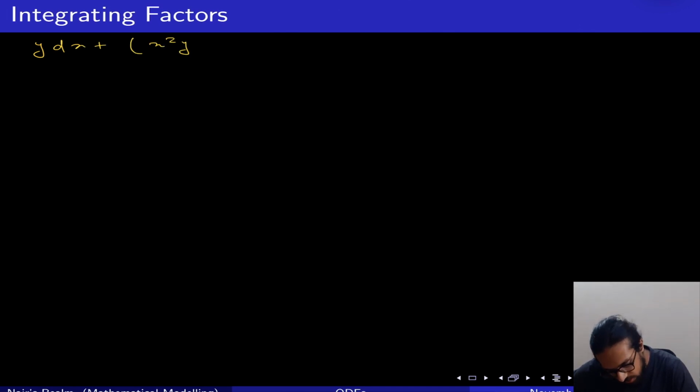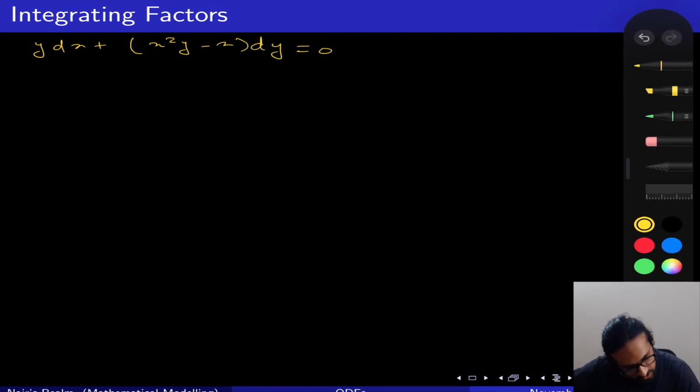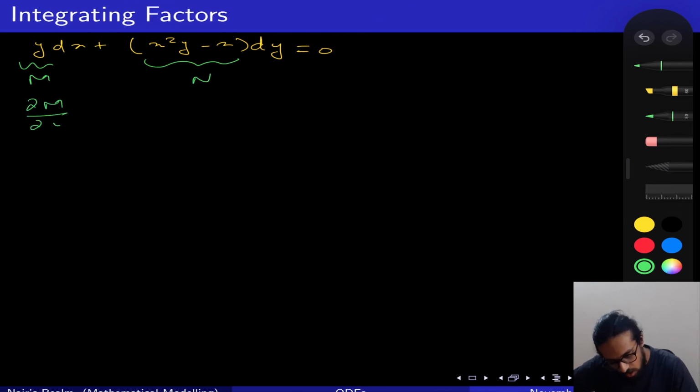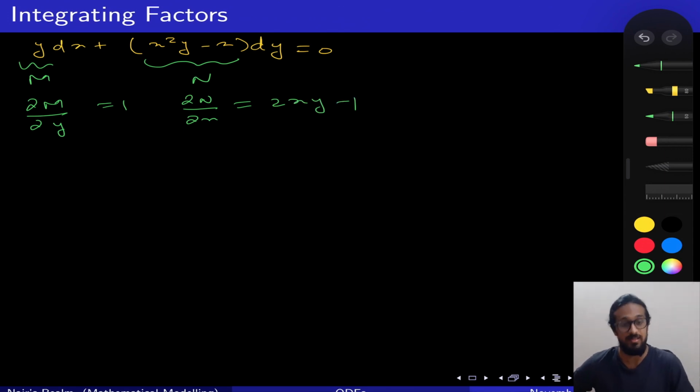So let's take an example to start with. Let's say we have a differential equation y dx plus (x square y minus x) dy equal to 0. So this is M and this is N. If I see dou M by dou y, it is equal to 1, and dou N by dou x is actually equal to 2xy minus 1. We can see that they are not equal, and therefore this differential equation is not exact.